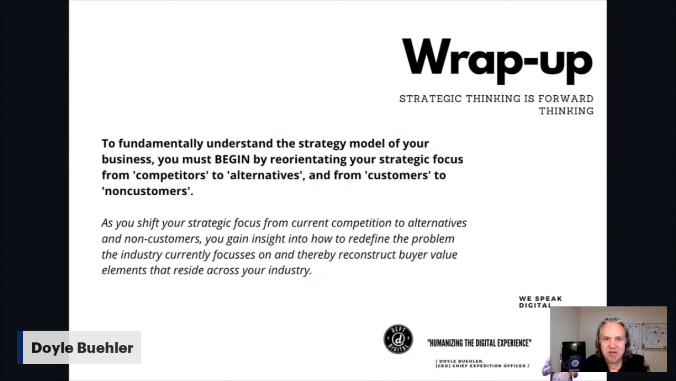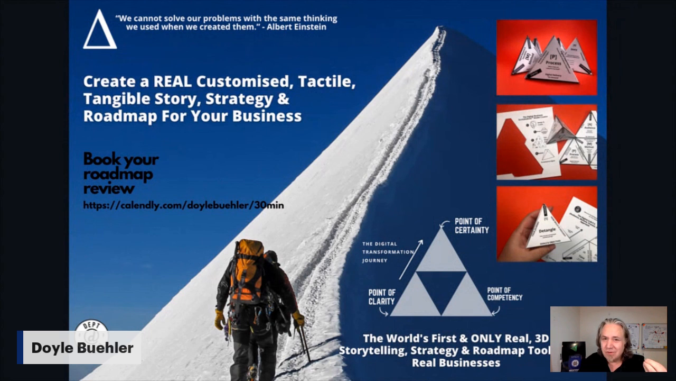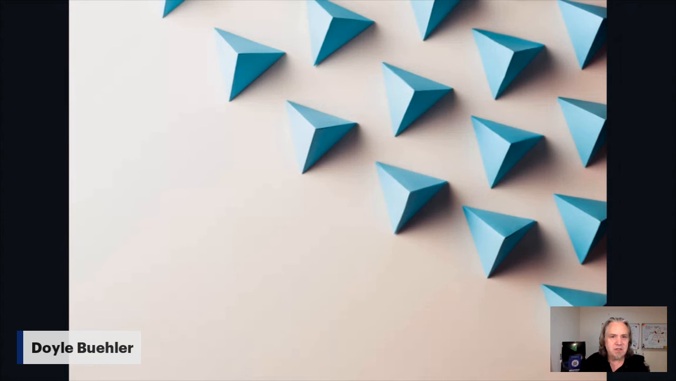To fundamentally understand the strategy model of your business, you must begin by reorientating your strategic focus from competitors to alternatives and from customers to non-customers, right? We want to be able to expand our audience through our strategic thinking and through the strategic tools that we use as well. So it's really important that we're able to do that also and have the tools that allow us to do that, the ones that are easy, the ones that are compelling, the ones that really tell a lot in terms of what you can do with your business quickly and that sort of thing.